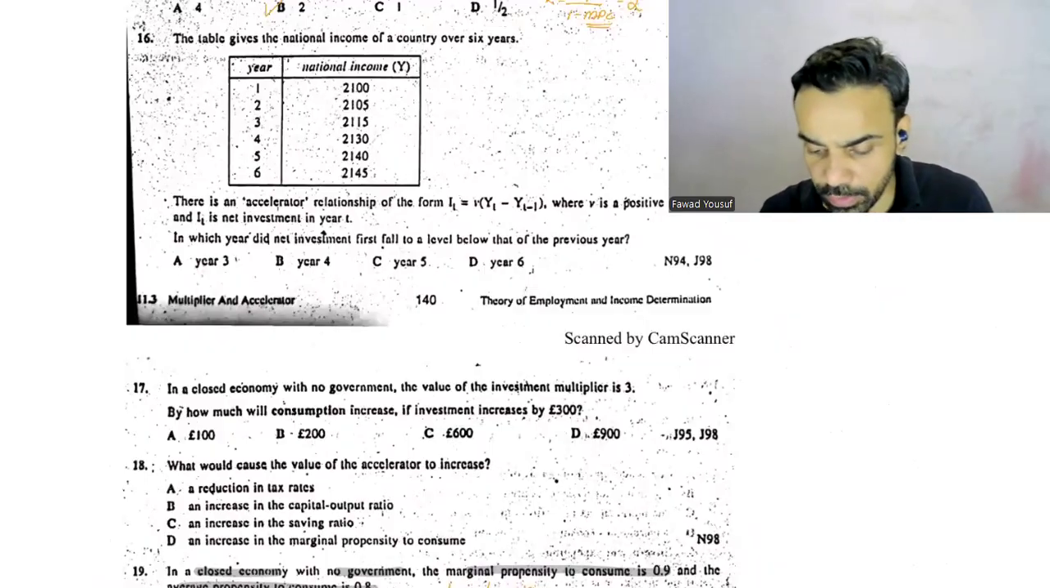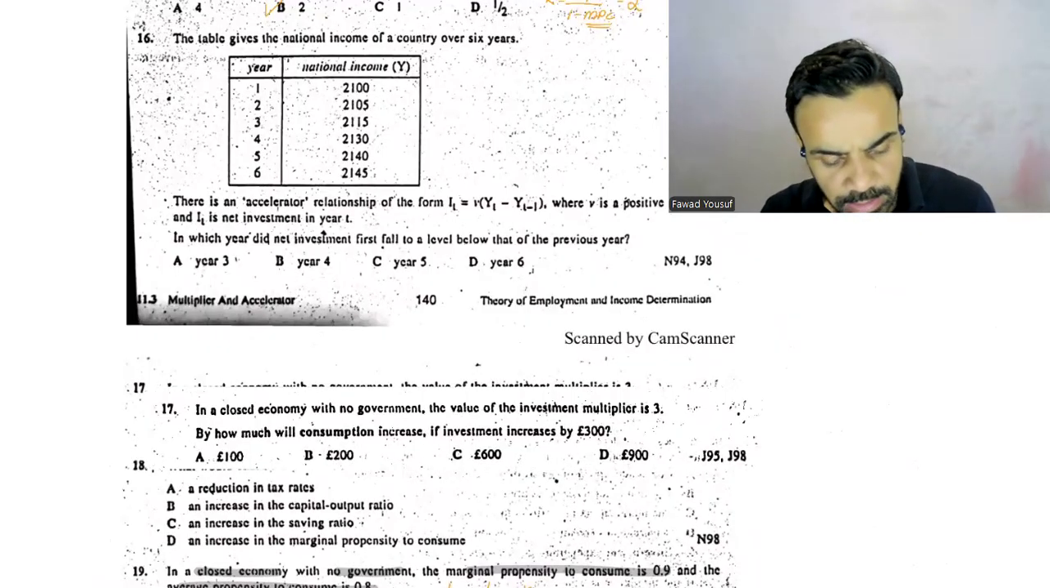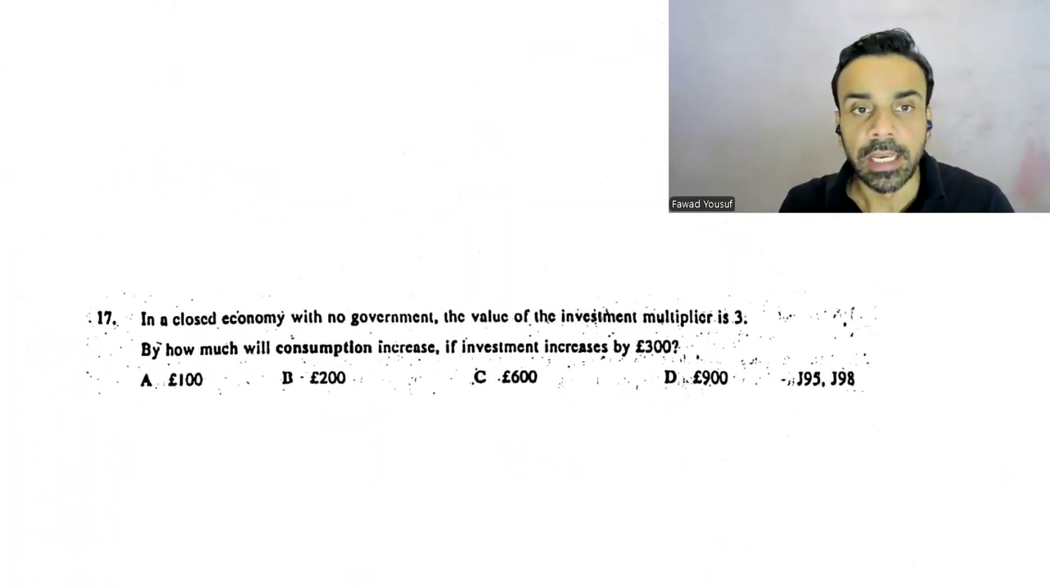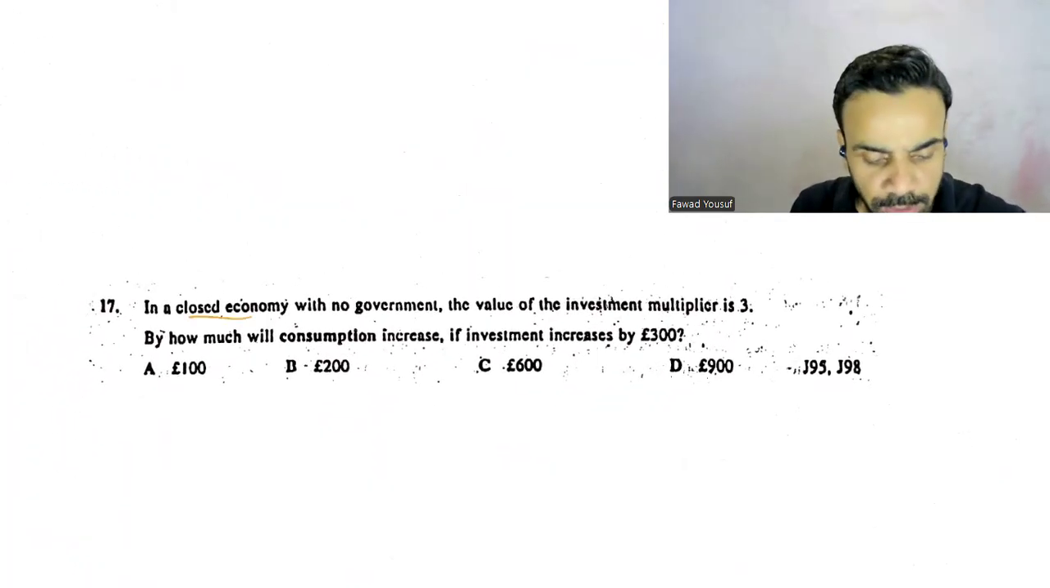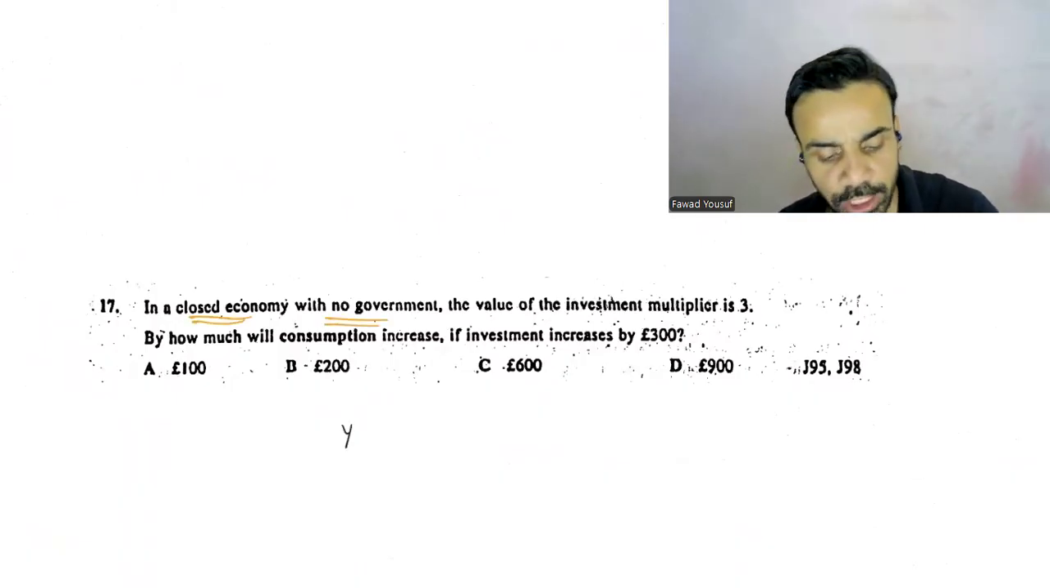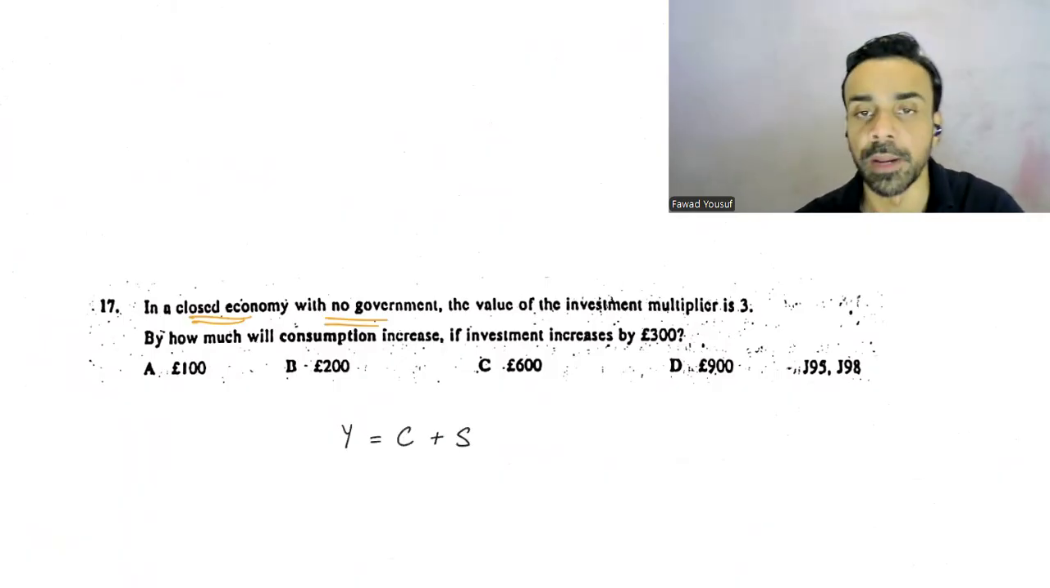Question number 17 is a good one. There are various ways through which you can solve question number 17. Let's try to work the most simplistic way. In a closed economy, no government. What does that mean? That every time you earn an income, you consume some, you save some.